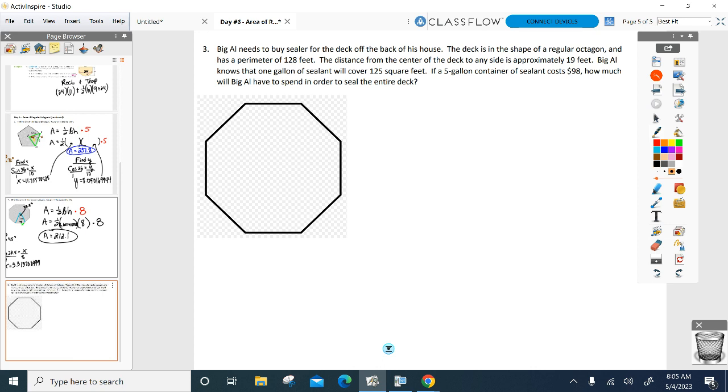All right, here we go. The man, the myth, the legend, Big Al. Big Al needs to buy some sealer for the deck on the back of his house. The deck is in the shape of a regular octagon. I provided myself with a regular octagon. So go ahead. I'd love to see these drawings of your stop sign, a regular octagon.